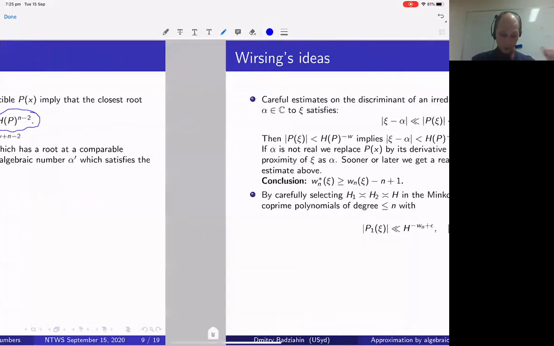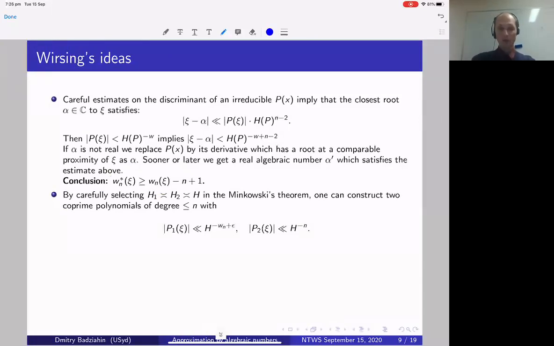Now the next idea, again due to Wirsing, was instead of considering one polynomial, which is small at ψ, he considered two polynomials. So one polynomial P1 comes from the definition of w_n(ψ). So we can always find such a polynomial that |P1(ψ)| is smaller than H^(-w_n + ε). And then by reducing H a little bit, and applying Minkowski's theorem, we can find another polynomial P2, which is also small at ψ, right? |P2(ψ)| is at most H^(-n). And we can guarantee, again, by doing some tricks, that they are coprime. They don't share any root.